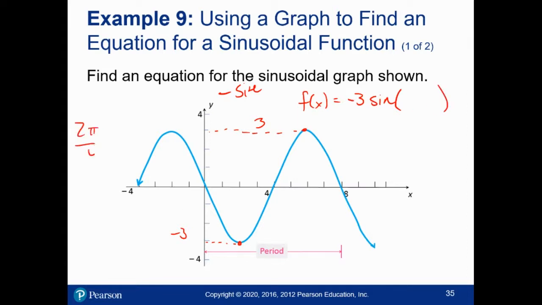And the only thing left is to determine what goes in there. But 2 pi over omega is the period. This appears to have a period of 8. So I multiply by omega, and I get 2 pi equals 8 omega. Divide by 8, omega equals pi over 4. And there it is. So there is a function that matches this picture.